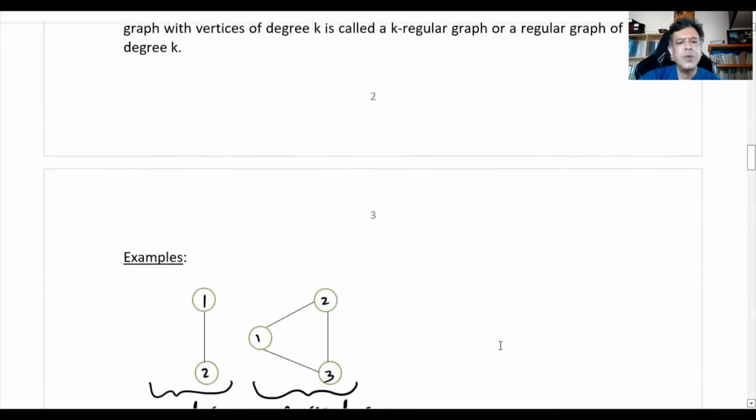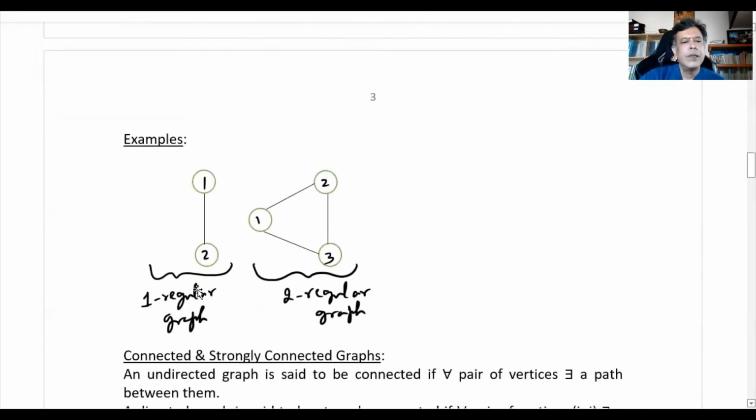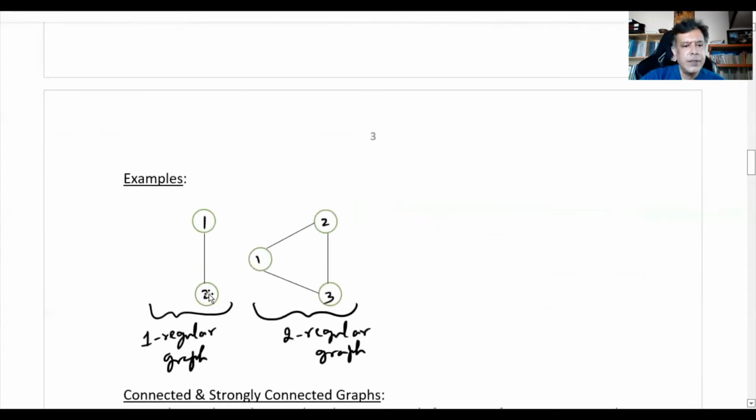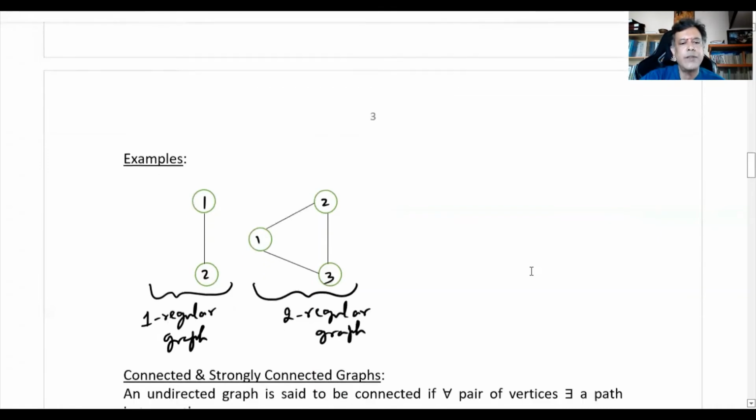Let's see some example here. This is a regular graph. We call it as one regular graph. This is a two regular graph, because for every vertex, the degree is, for vertex 2, degree is 1, for vertex 1, degree is 1, for vertex 1 here, degree is 2, and for 2 also it is 2, for 3 also it is 2. So you call it as two regular graph. This one you call it as one regular graph.